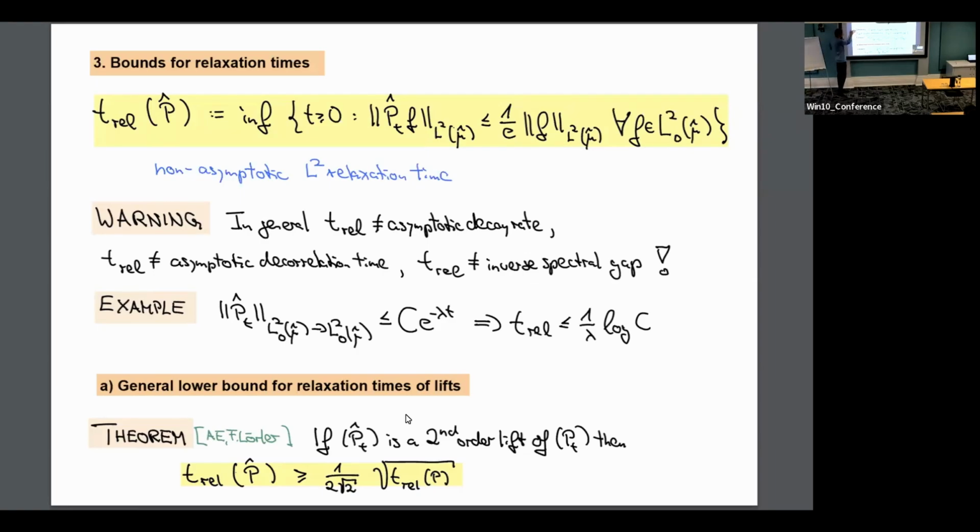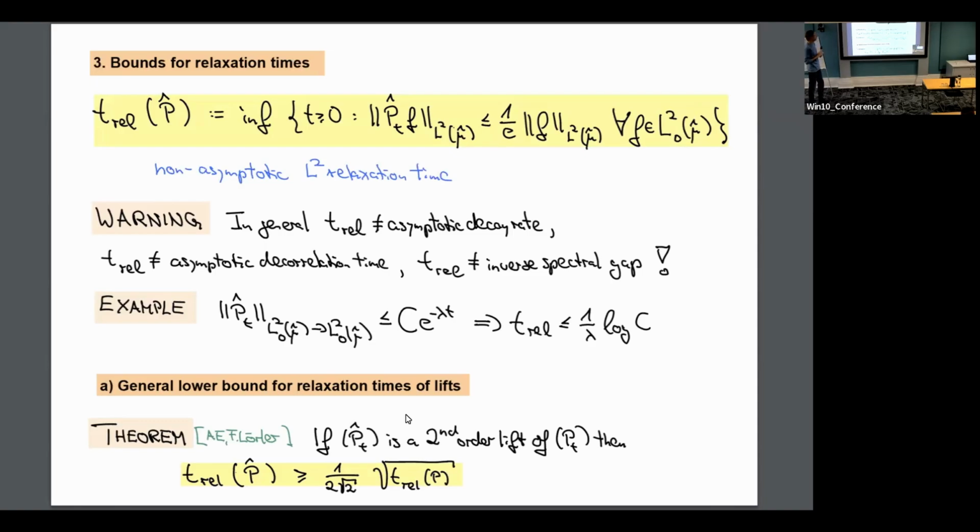So, but now comes the warning. You could think, of course, of many other concepts. First concept would be the asymptotic decay rate or Lyapunov exponent or whatever it is called. So with which rate does the norm decay asymptotically? This is not the same.